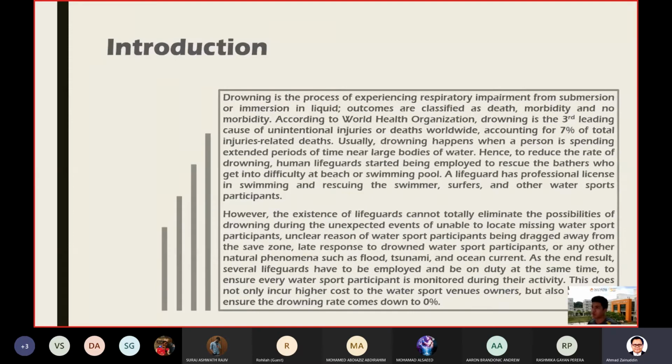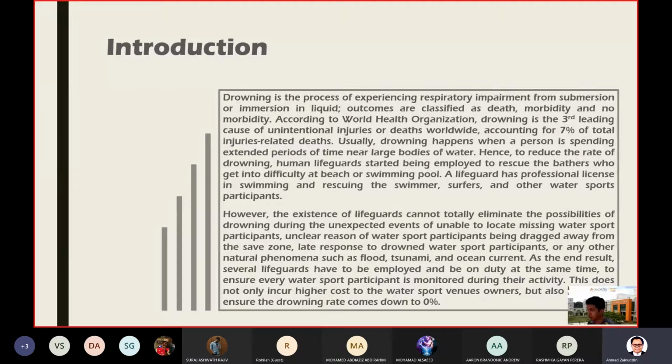So, my research background contains the introduction. I have mentioned the statistics that drowning accidents account for 7% of total injury-related deaths per year. Usually drowning happens when a person spends an extended period of time near large bodies of water. These conditions are critical to monitor by human lifeguards as well as fellow swimmers, because it's really hard to spot a drowning or distressed person in the water from far over the shore.